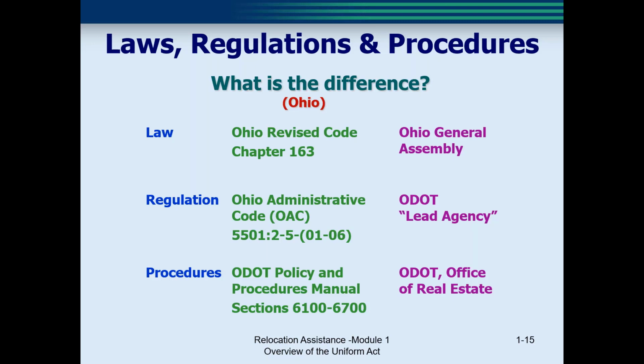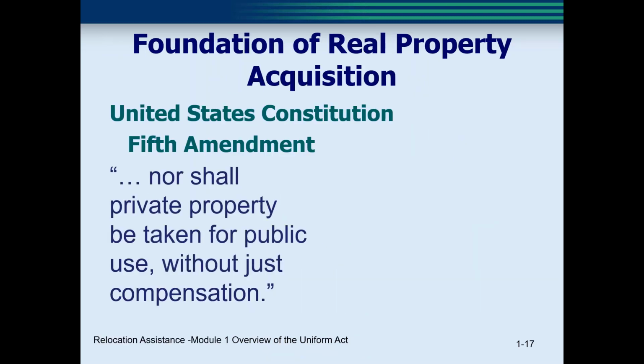So our Relocation Assistance Program sections are contained in manual sections 6,000 through 6,700. So please get in the habit of using the online versions of the manual, as they get updated from time to time, and that is the only way that you're going to ensure that you have the current versions. Okay.